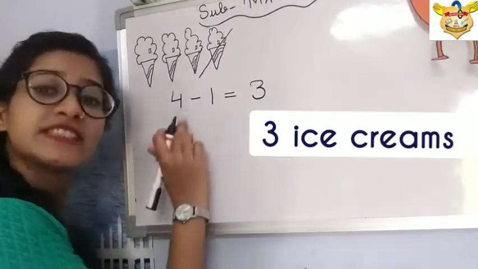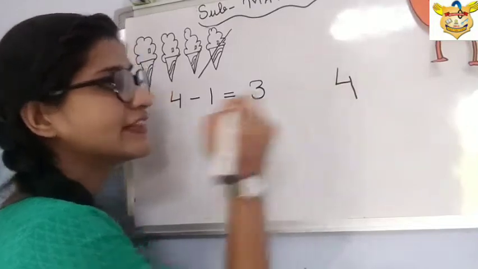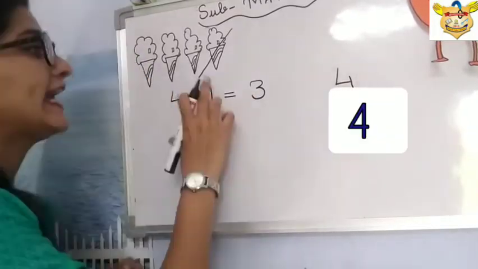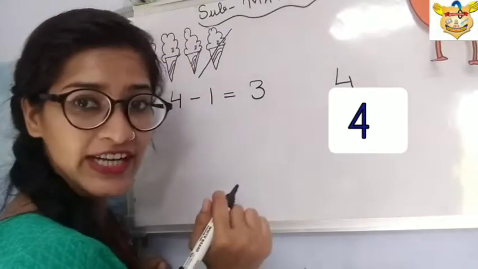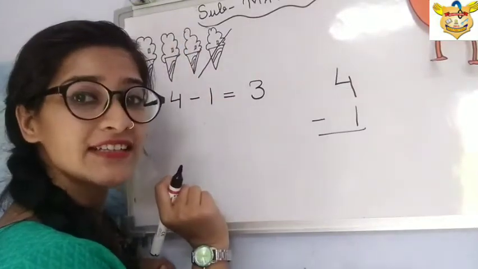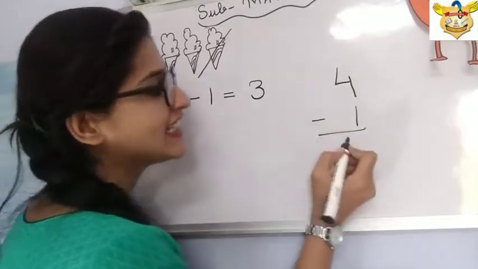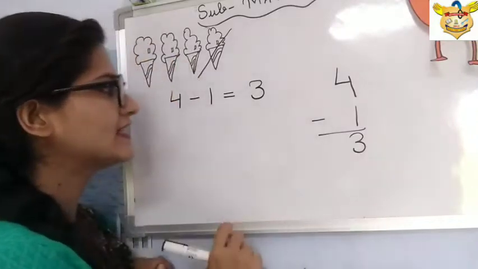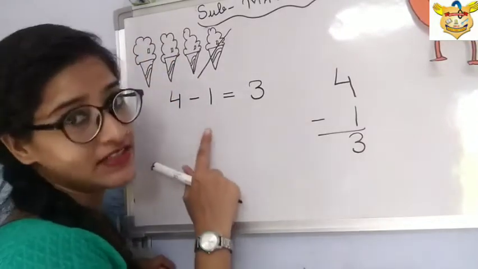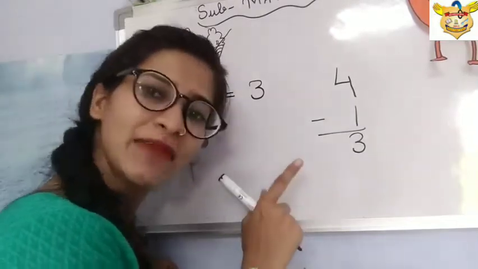Now look, same sum. Okay kids? I have 4 ice creams. Now I ate 1 ice cream. How many ice creams are left? 1, 2, 3. Yes kids, 3 ice creams are left. So kids, if we write, either we write this way or that way. If digit is same, we will get the same answer.